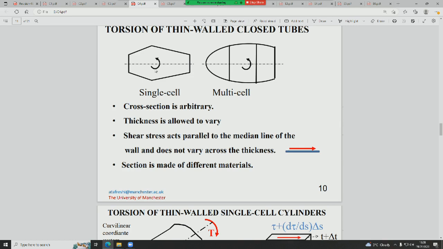Okay. So on slide number 10, you can see the material is different around the section, the thickness is different. So that's why the equations are completely different. We cannot use the same equations we use for the other ones.